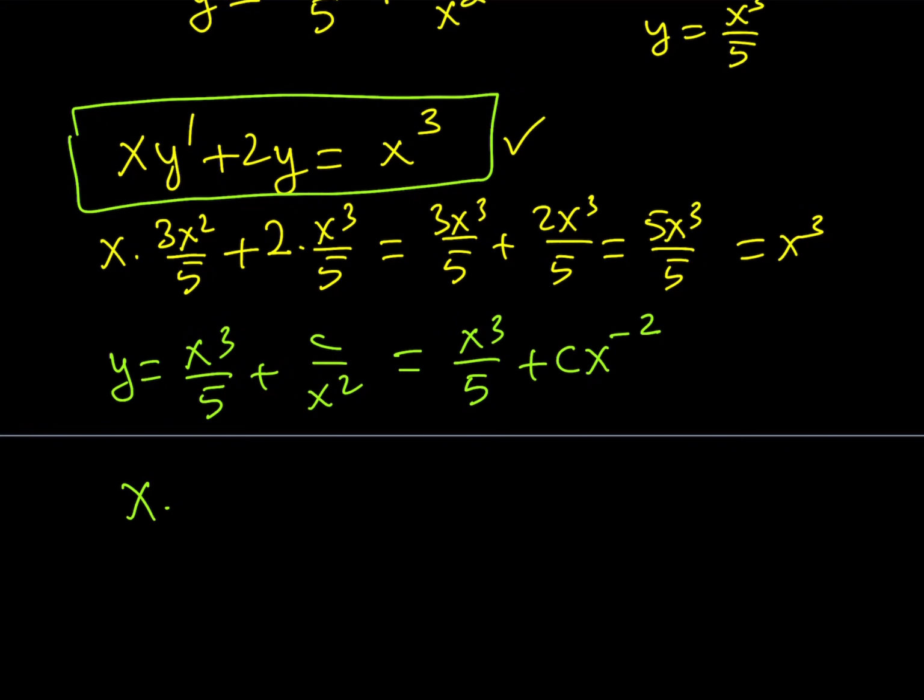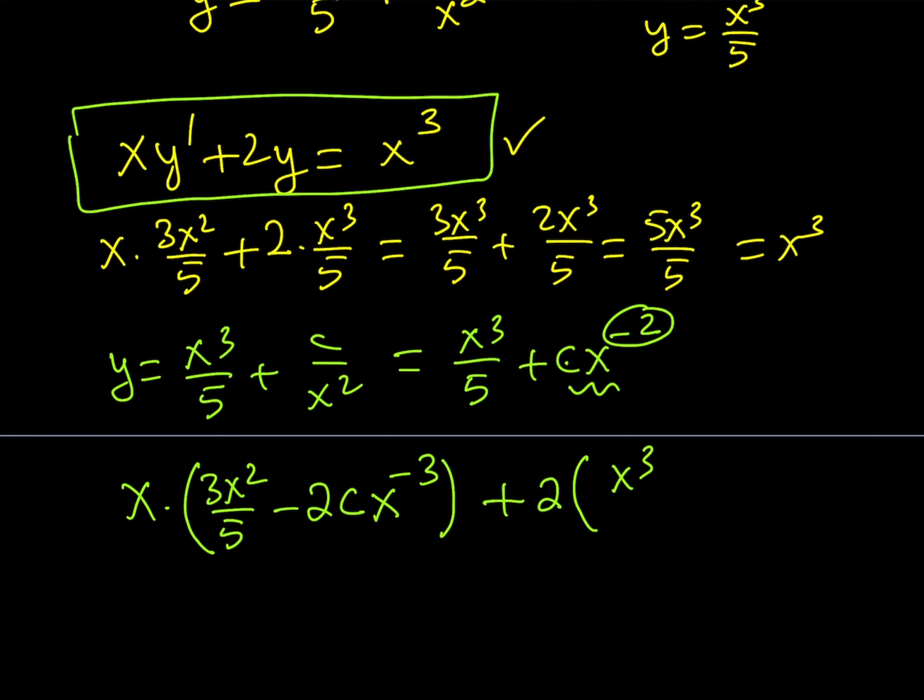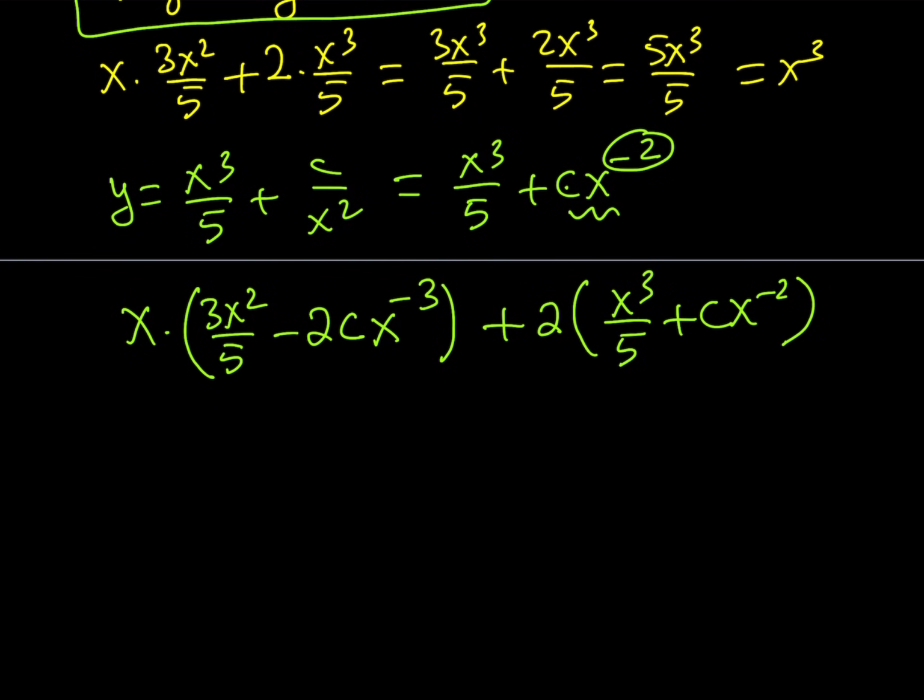The derivative of y is 3x squared over 5. Of course, I'm multiplying that by x. So plus, now when you differentiate c times x to the power negative 2, negative 2 is going to be multiplied by c, so it's going to give me negative 2c, and then it's going to be x to the power negative 3, right? That's what I should be getting from there. Great. Now plus 2 times y, of course, I'm just going to write the original expression as is, and this is going to be my expression on the left-hand side.